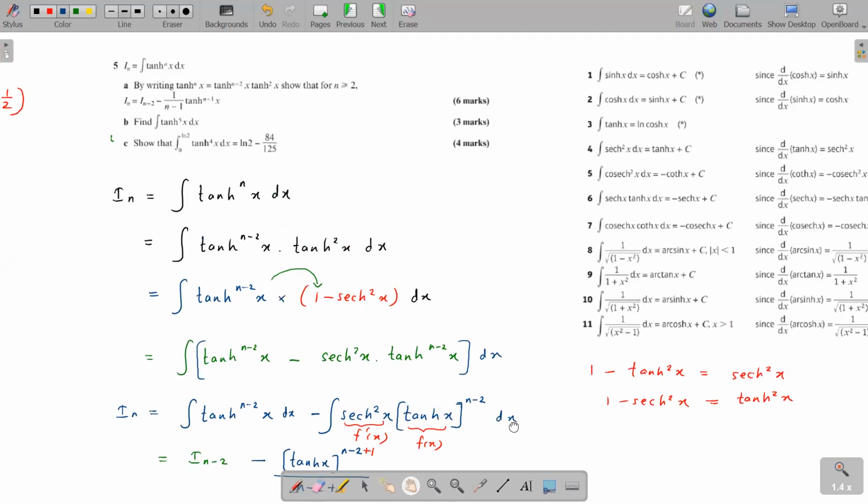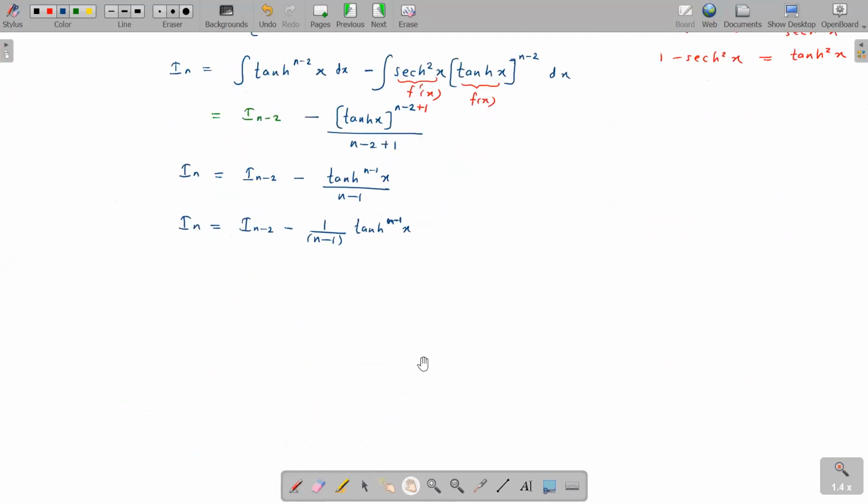Next part, they are asking me to find the integration of tan to the power 5 x. So tan to the power 5 x is actually what? This is I5. So I5 equals, input the value here. What do we get here? I5 equals I3, 5 minus 2 is 3, minus 1 over 5 minus 1, which is 4, and tan to the power 5 minus 1, which is 4, x.